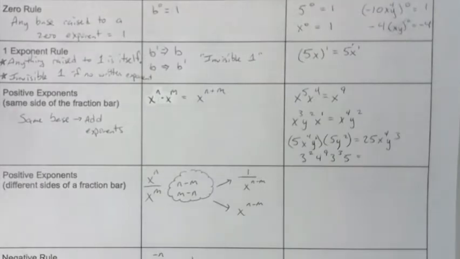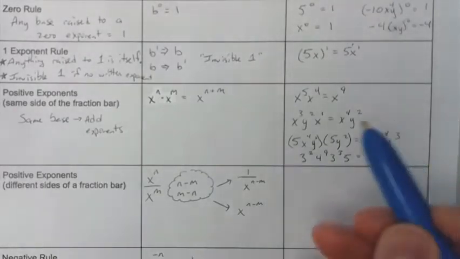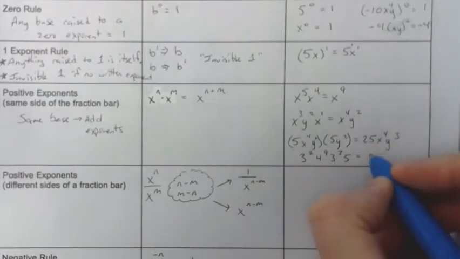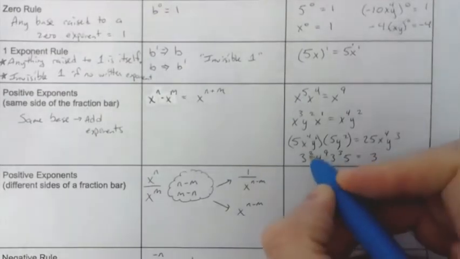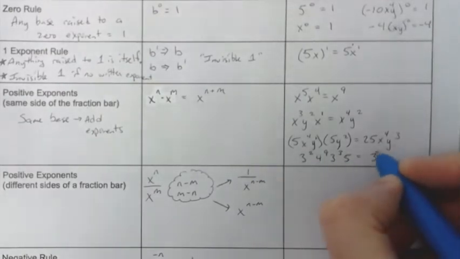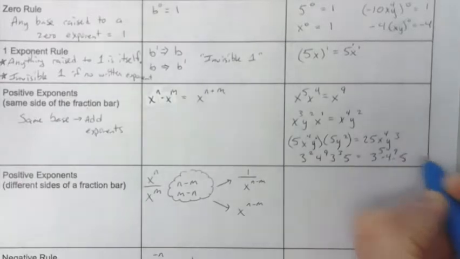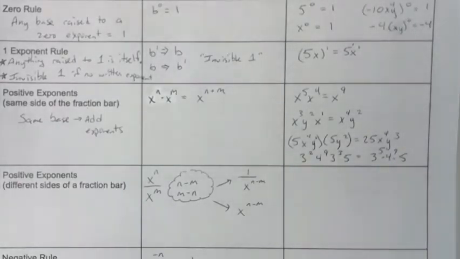Try this one with numbers only. Same rules still apply. I look for the same bases. The 3 and the 3 are the same bases. I keep the 3, and I get 2 and 3 make 5. I don't have any extra 4s. I don't have any extra 5s. So this would be my answer here. Way too big numbers to ask you to even expand these.